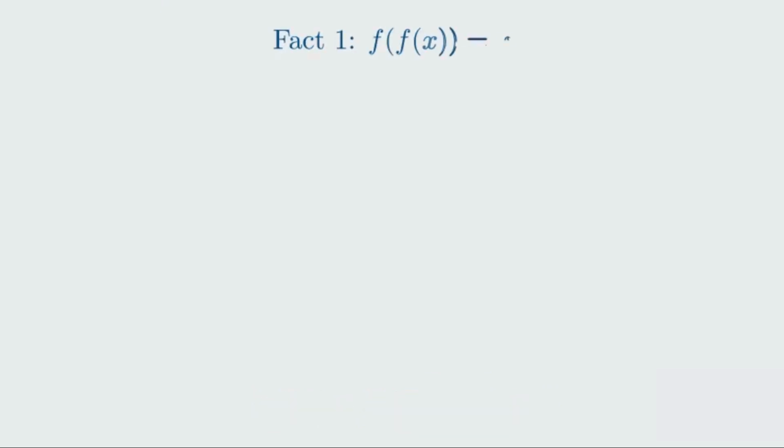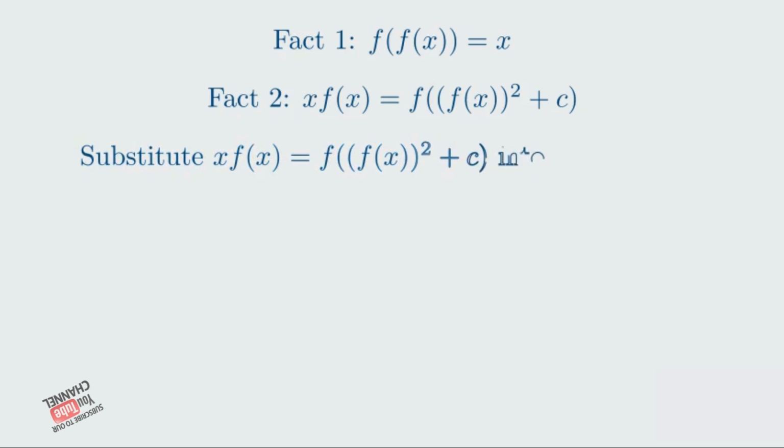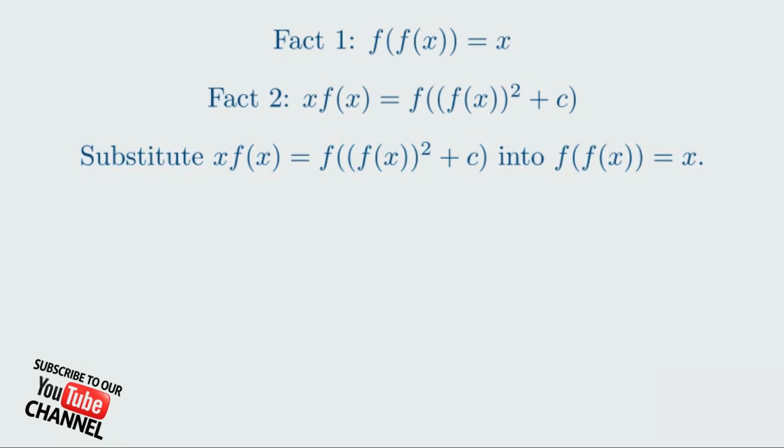Let's summarize where we are. We have proven two key facts. The first is that f of x equals x for all real numbers x. The second is the identity we just derived. x times f of x equals f of the quantity f of x squared plus c. So, our next logical step is to substitute this identity back into our first equation, f of x equals x. This might seem like a bit of an algebraic dance, but it will help us eliminate some complexity. Our goal is to isolate f of x and find its form.